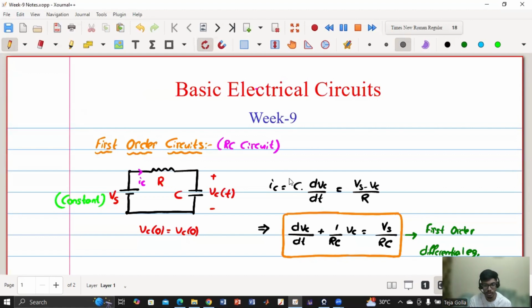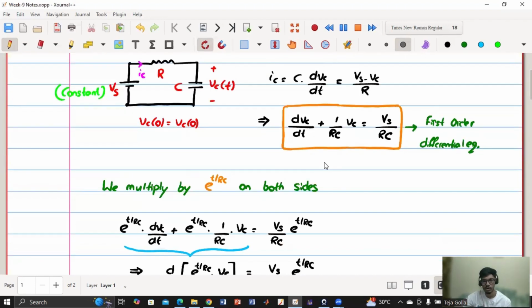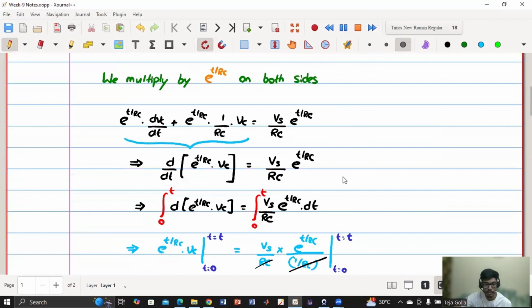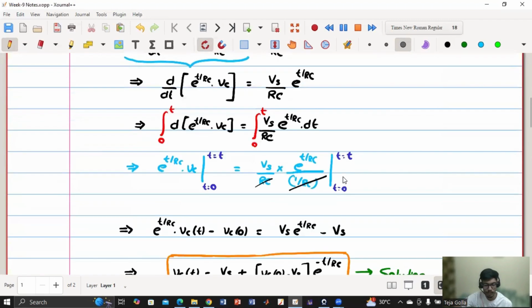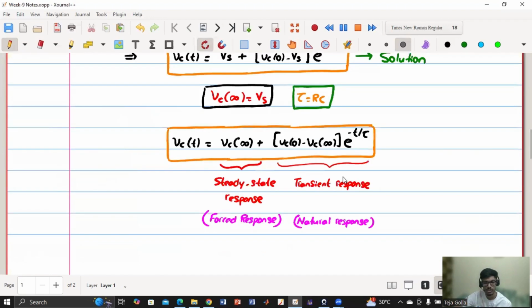So I'll just summarize what we have discussed today. In first order circuits, I considered a simple RC circuit, and then I applied KVL in the loop, and I converted everything in terms of VC. So we got a first order differential equation. Then by integrating it on both sides and applying the limits from 0 to t, I got a solution. Now I have converted it into a generalized form, which can be used for any first order circuit. It could be any voltage, any current, but it will just be replaced by that voltage or current value at t equals to 0 and t equals to infinity.